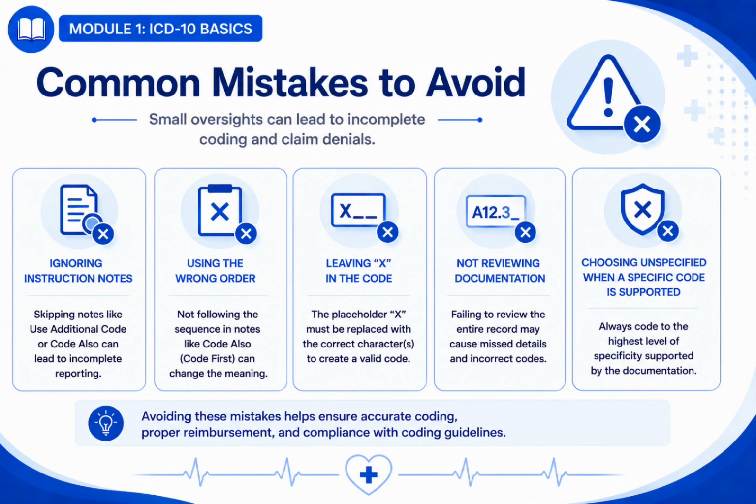Many new coders focus only on finding a diagnosis code and overlook the instructional notes that accompany it. Common mistakes include ignoring coding instructions, confusing excludes 1 with excludes 2, or forgetting to assign an additional code when one is required. Taking a few extra seconds to review these notes can prevent coding errors and improve claim accuracy.